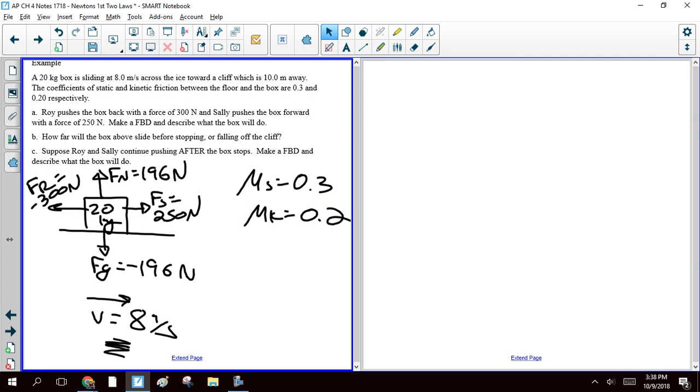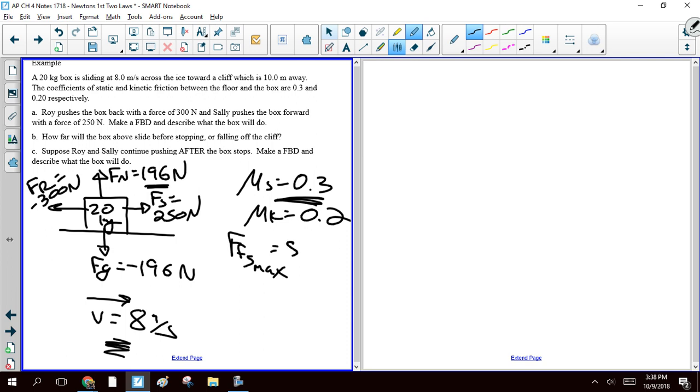All right, so I guess at this point, I might as well take a quick second and do this. Let's find our force of static friction maximum by doing coefficient of friction times normal force. If you do that, you get 58.8 newtons. And similarly, we can find our force of kinetic friction, which is the coefficient times the normal force. And so that gives you 39.2 newtons.